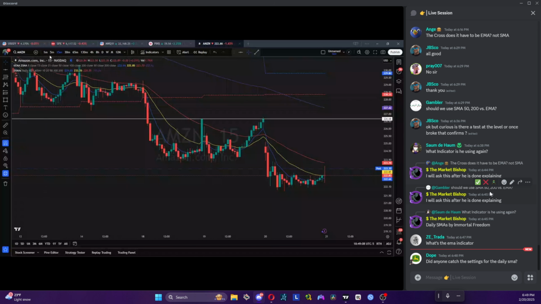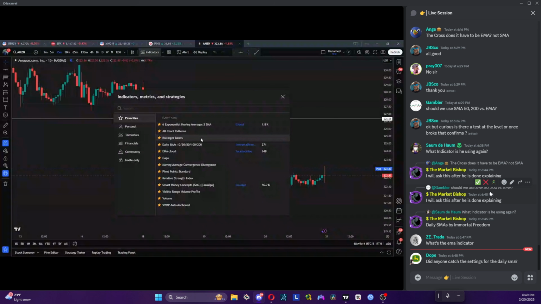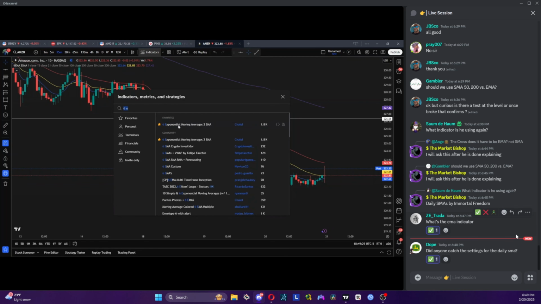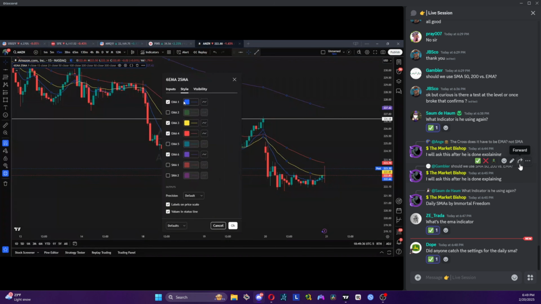Okay. So this one is the 6 Exponential Moving Averages and 2 SMA by Chalol. So you just type 6 exponential. Why is my mouse not working? There it is. And you should pop this one up. You click on it, and then you can just click on the line. You don't have to click on the settings. You can change it to whatever color you want. I like the blue. You have the EMA 1, the 3, the 4, and the 6.